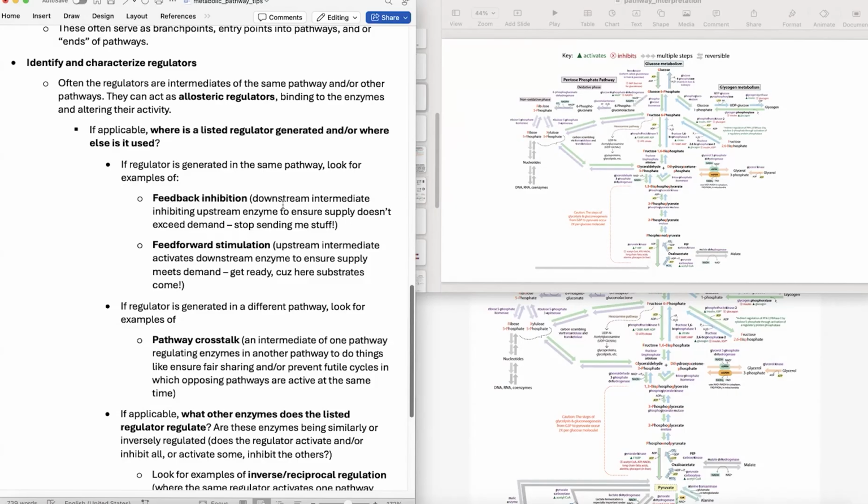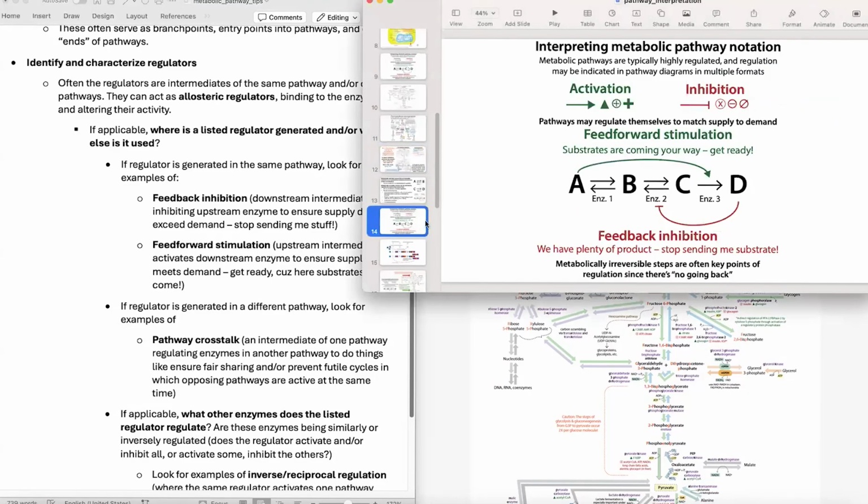And so feedback inhibition is where you have a downstream intermediate that inhibits an upstream enzyme to ensure that supply doesn't exceed demand. So like, stop sending me stuff. Whereas feed-forward stimulation would be where you have an upstream intermediate that's activating a downstream enzyme in order to ensure that supply meets demand. So get ready because here substrates come.